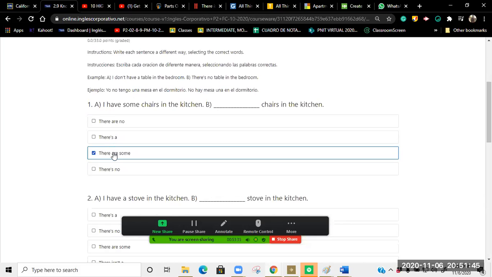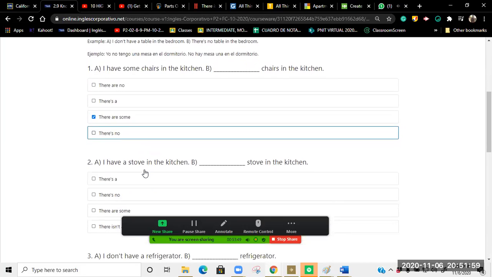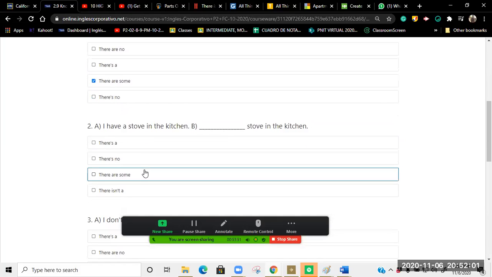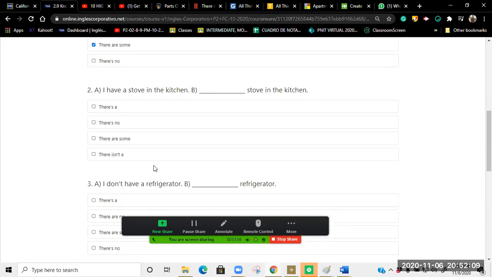There are some windows in my house. Okay. Cuando yo quiero decir algunas, ocupo la palabra some. Pero lo voy a ocupar con there are. Plural. Entonces siempre va a ser there are some y el plural de las cosas de lo que estamos hablando. The next one. I have a stove in the kitchen. Entonces yo tengo, es singular y es tercera persona. ¿Cuál sería mi respuesta?